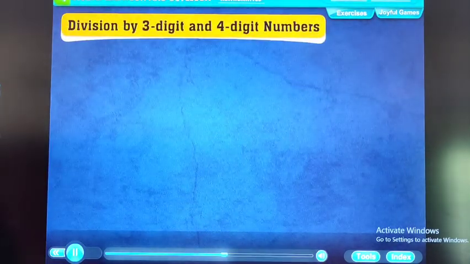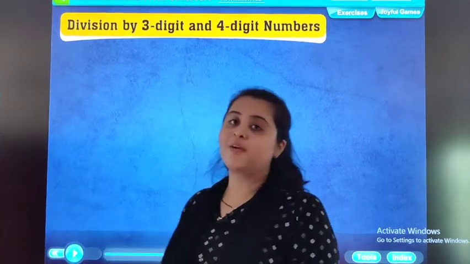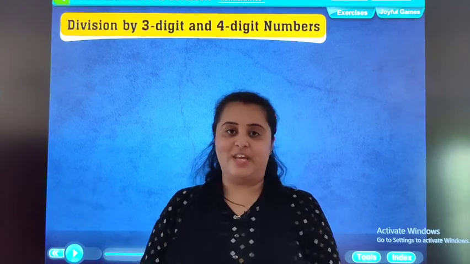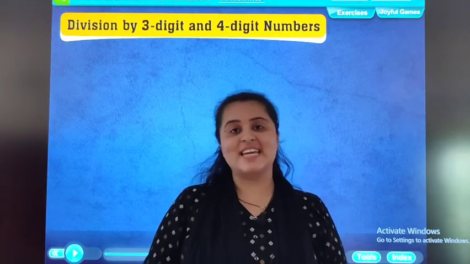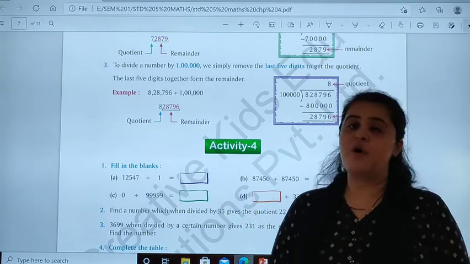Division by 3 digit and 4 digit numbers. So students, this topic we will cover next week. Let's do the exercise. So students, this is exercise number 4 or activity number 4.